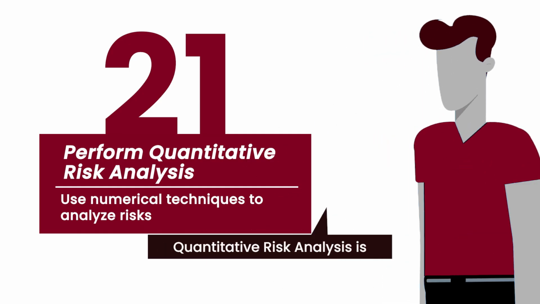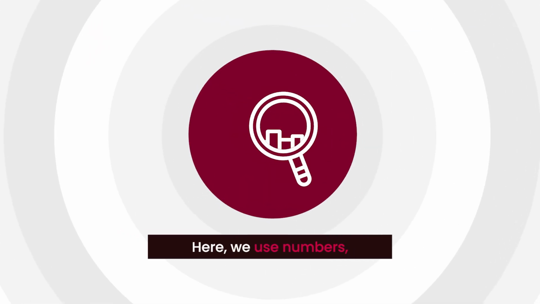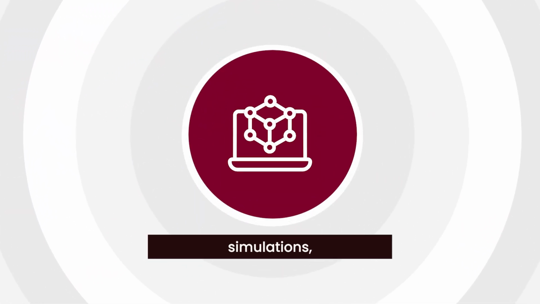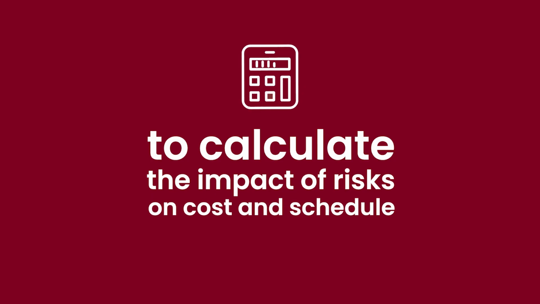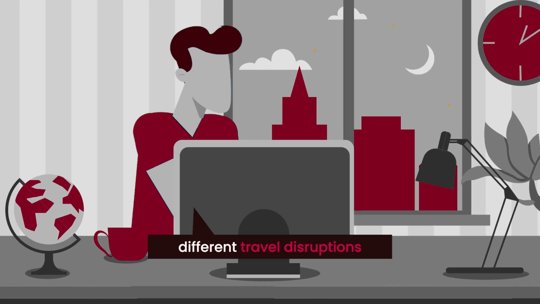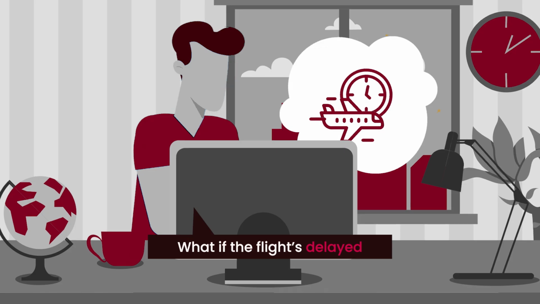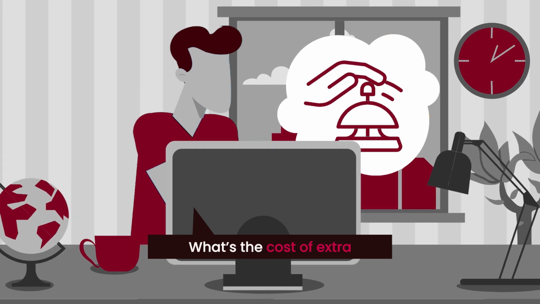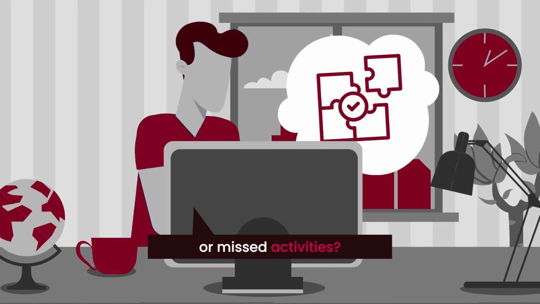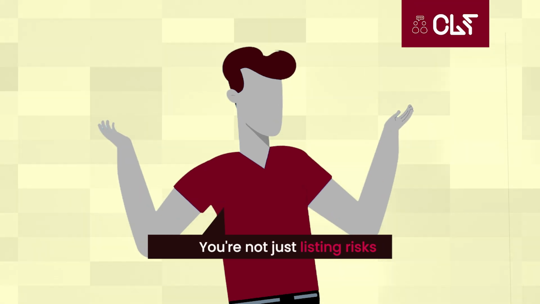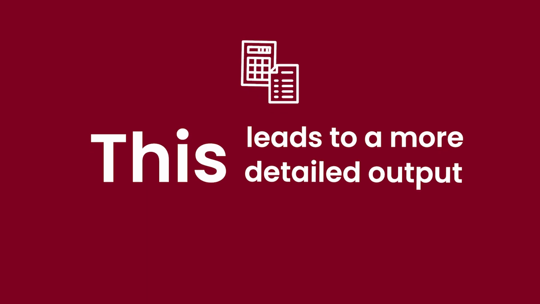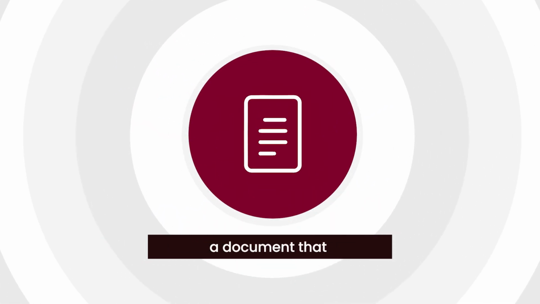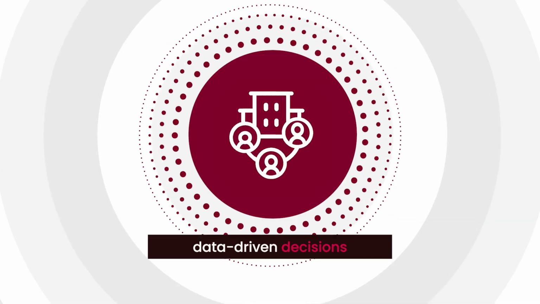Quantitative risk analysis is where you get more precise. Here we use numbers, data, simulations, or probability models to calculate the impact of risks on cost and schedule. It's like testing different travel disruptions. What if the flight's delayed by 8 hours? What's the cost of extra hotel nights or missed activities? You are not just listing risks, you are measuring how they hit your time and wallet. This leads to a more detailed output, the risk report, a document that helps your team make smarter data-driven decisions.